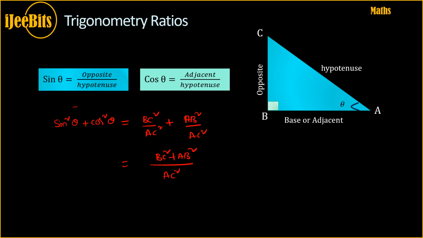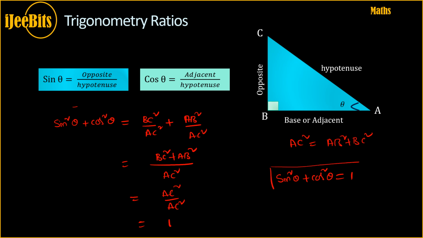As per the Pythagoras law, AC square, the hypotenuse square, equals side square plus side square. So AB square plus BC square, and hence this BC square plus AB square can be written as AC square, right? So AC square over AC square is nothing but 1. So the relationship is sine square theta plus cos square theta equal to 1. This is one thing that we need to understand.